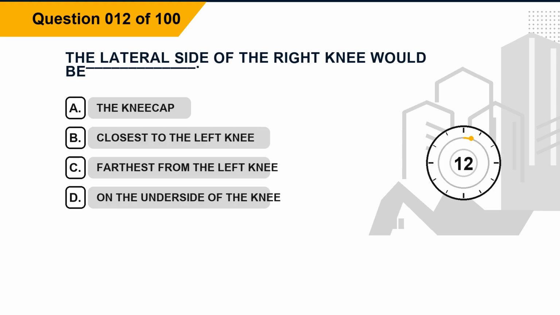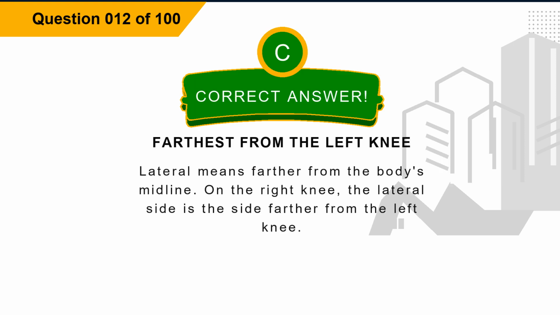Question 12. The lateral side of the right knee would be blank. Option A, the kneecap. Option B, closest to the left knee. Option C, farthest from the left knee. Option D, on the underside of the knee. The correct answer is option C, farthest from the left knee. Explanation. Lateral means farther from the body's midline. On the right knee, the lateral side is the side farther from the left knee.